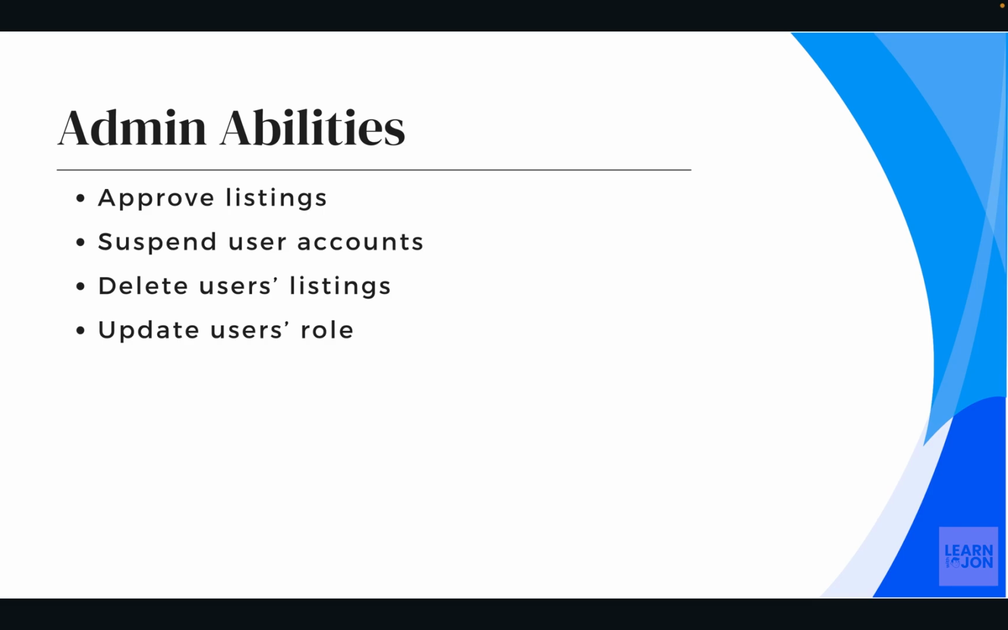An admin can also delete users' listings. If, again, they violate the guidelines, an admin can completely delete the listing and remove it from our database. And, of course, they can update a user's role. Now, for this application, I am not planning to add many roles, but the process will be the same. So we will have a general user, that would be anyone, and we will have an admin user.